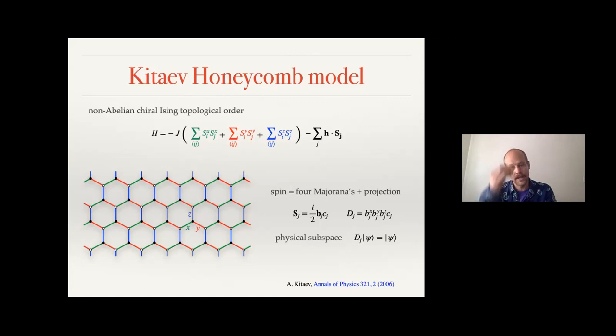Imposing that we live in the even fermion parity subspace means that any wave function must be invariant under application of the on-site fermion parity operator D sub j. And this is the mapping between spins and Majorana fermions.